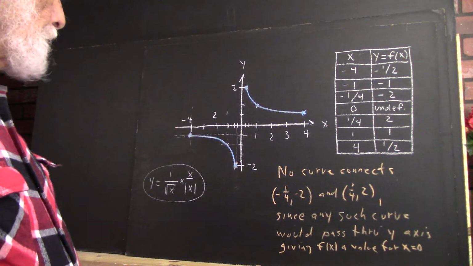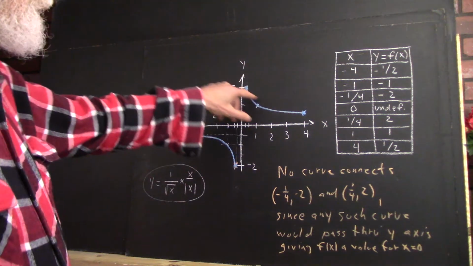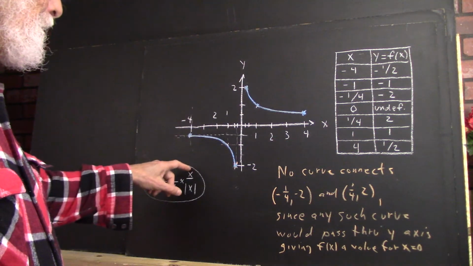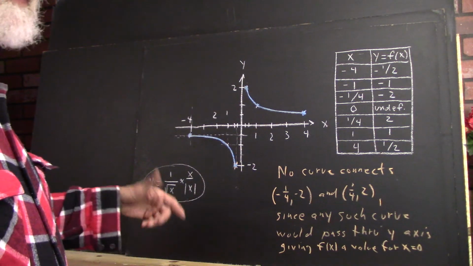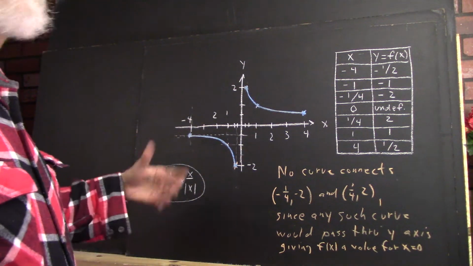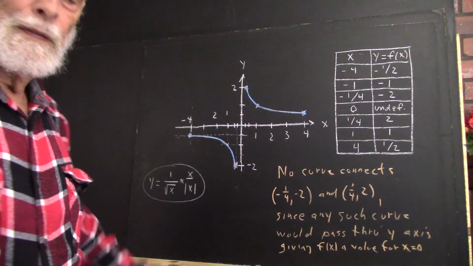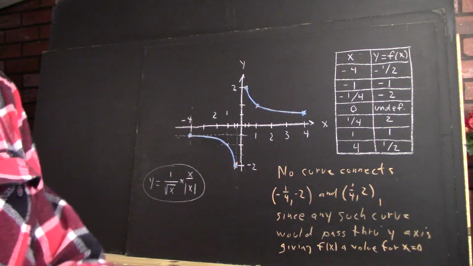So if you graph 1 over square root of x, it would be like this and like this. The x over absolute value of x is going to be negative if x is negative. It's going to be negative 1 if x is negative. Just make this negative, positive if x is positive. So anyhow, there it is.